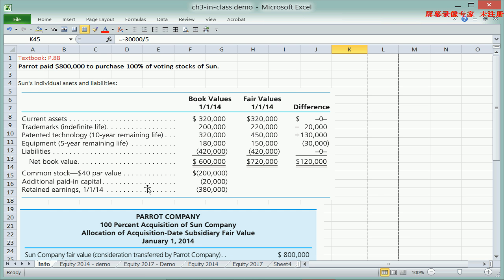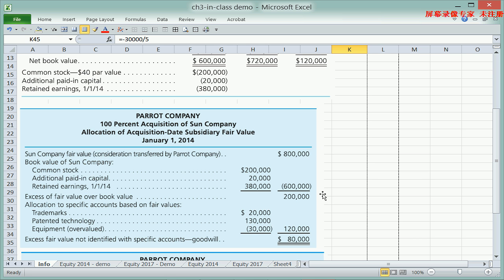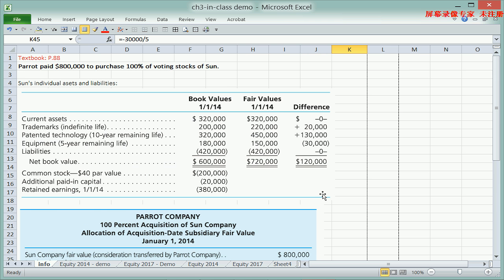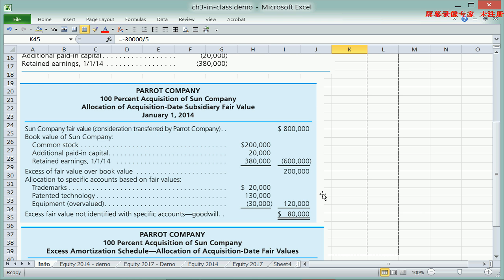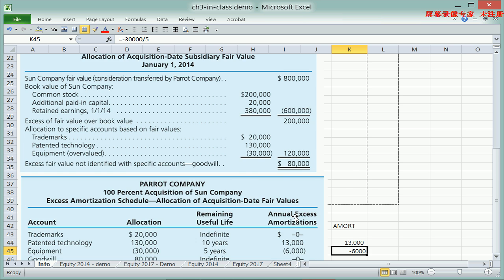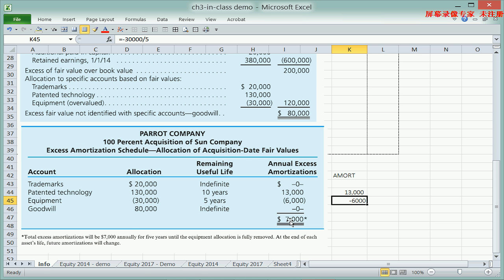Alright, let's move on to subsequent year consolidation when time has passed. So again, this is the case from textbook page 88 when the parent paid $800,000 to purchase 100% of the sub, and the sub has some assets and liabilities with fair value different from the book values. And the allocation table is on the book, and amortization is on the book too. I don't want to expand discussion here because I explained in the previous video clips. If you want to listen to the detailed explanation, please refer to those video clips.